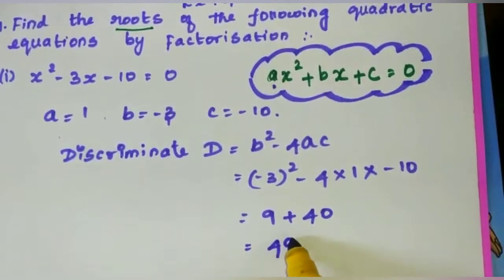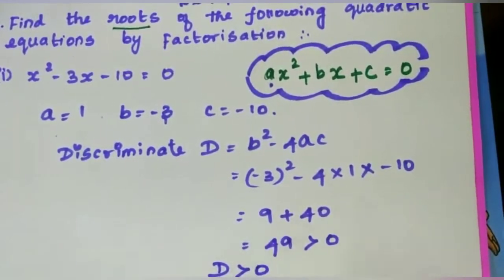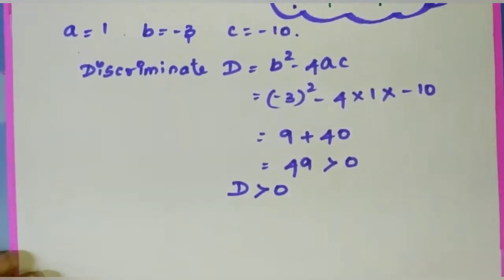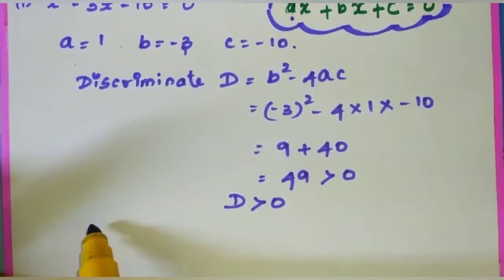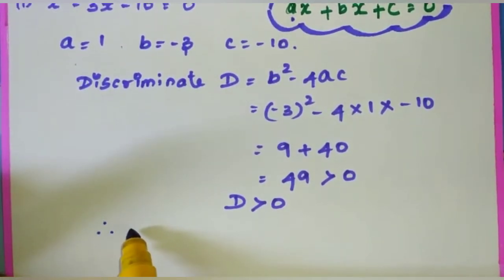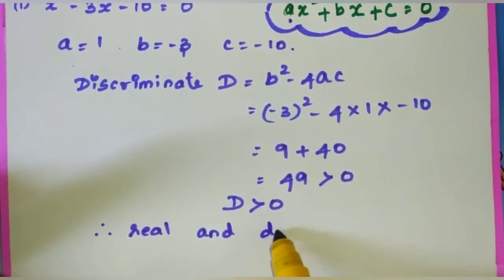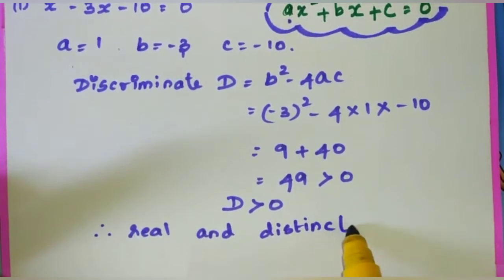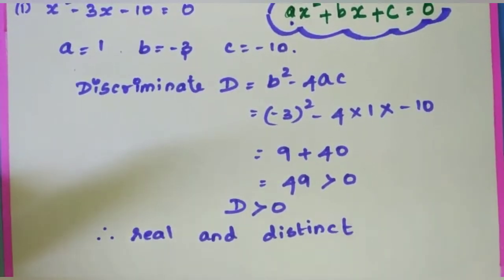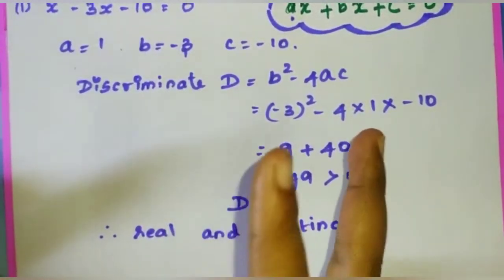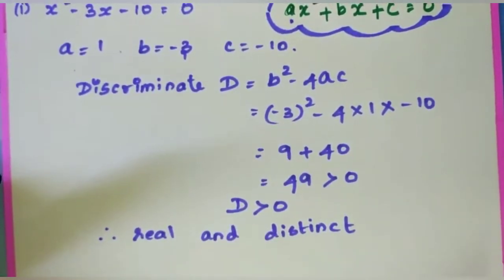Then 49. The value is greater than 0. That is, the discriminant value is greater than 0. If you are getting greater than 0, then the roots will be real and distinct. Two roots are real and distinct. You will get two factors, two values for x, and those two values will be real and distinct.